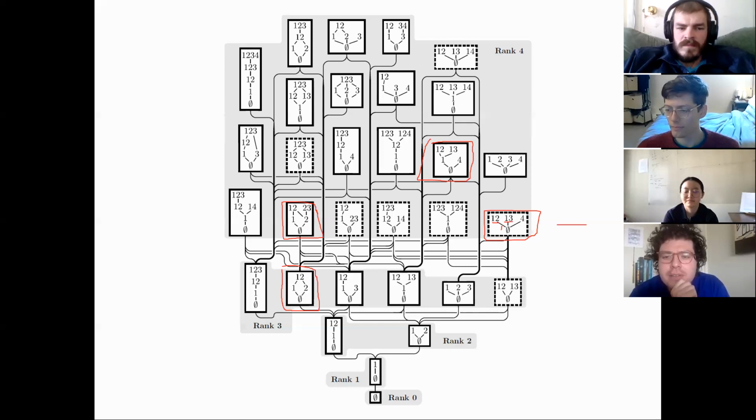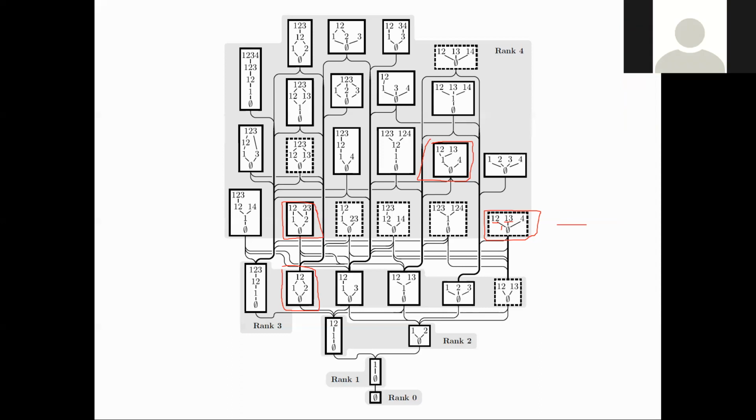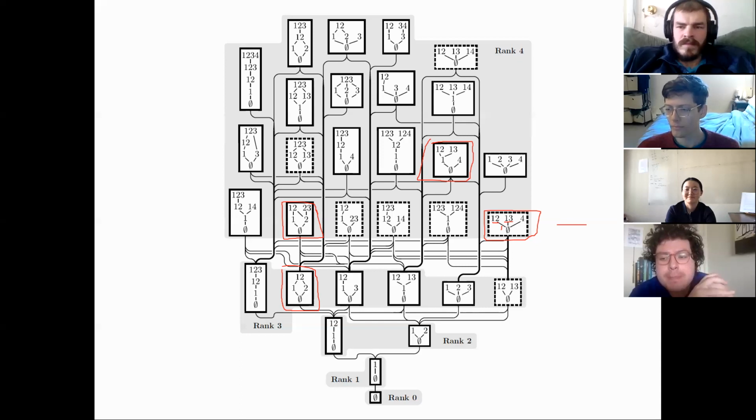Sorry. Go ahead, Venkatesh. So could we say something more about a convex code in terms of its simplicial complex? That's a good question.